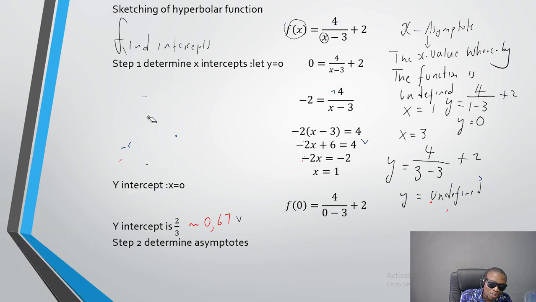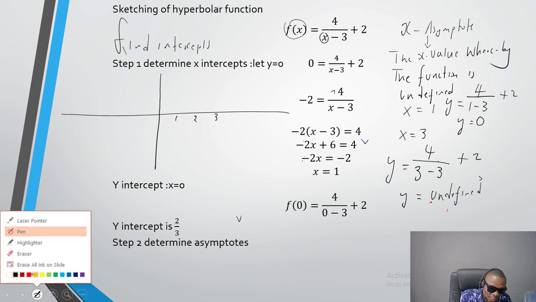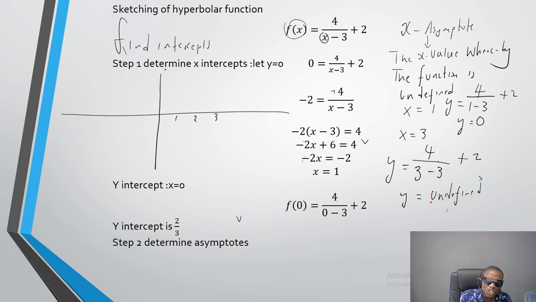Let me erase. I'm going to put my plane here. So I have the y-axis, I have the x-axis, and what is the x asymptote? 3. 1, 2, 3. This is where we find the x asymptote, when x is 3. This x asymptote is going to be shown by a dotted line. So next to this 3, I'm going to put a dotted line. This is my x asymptote.